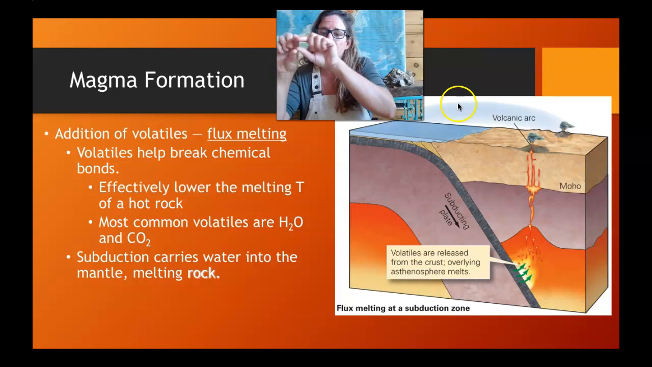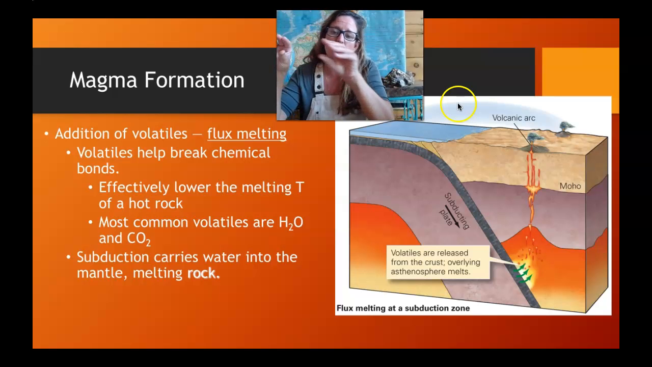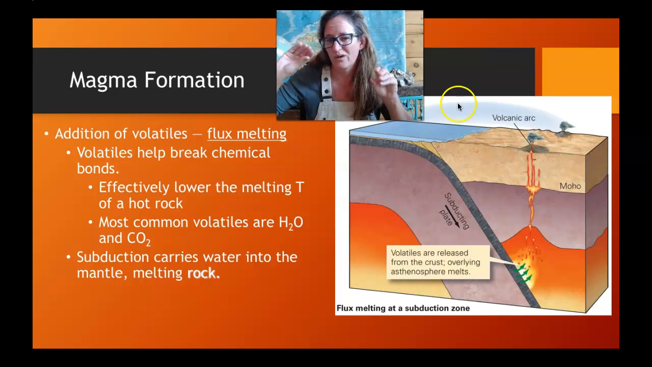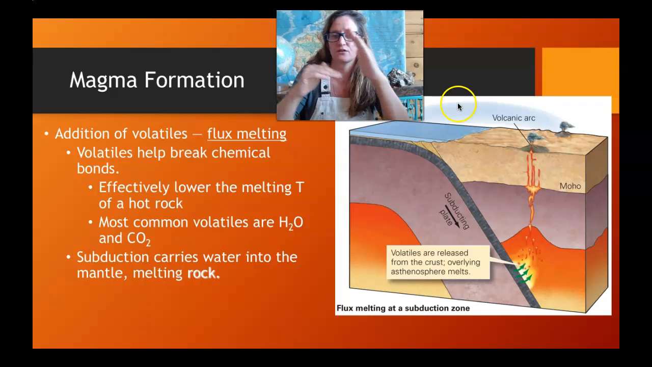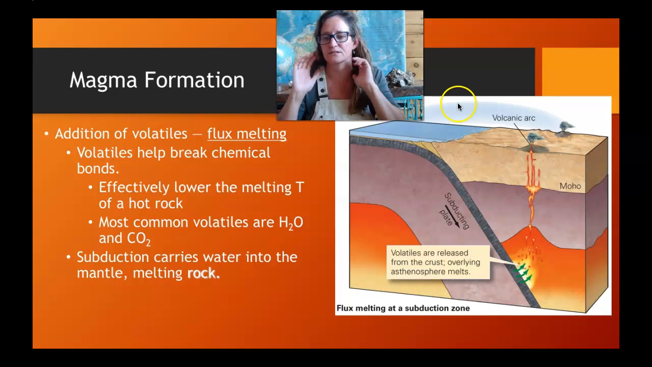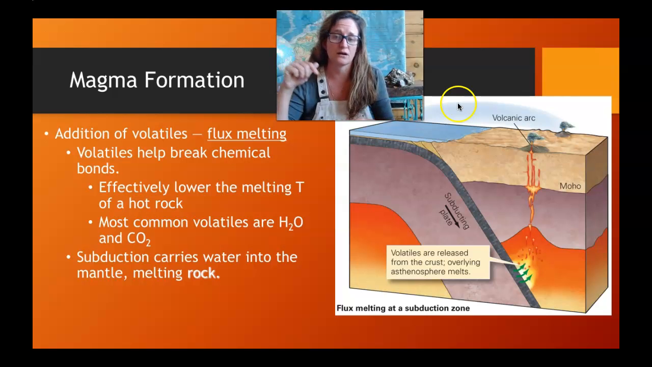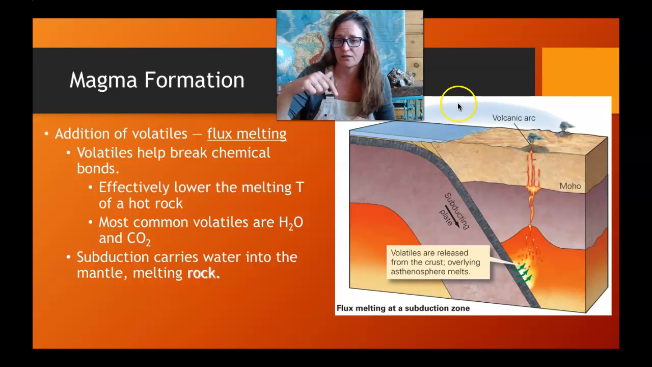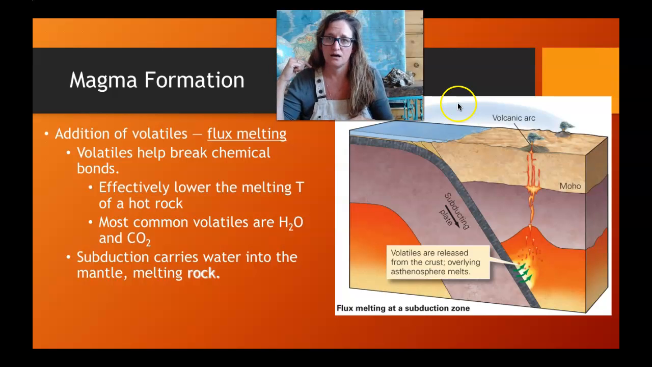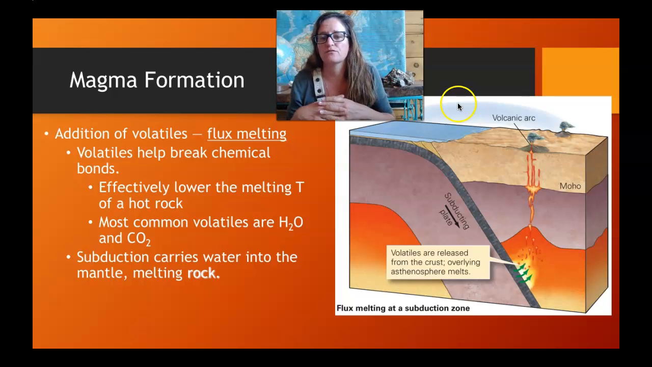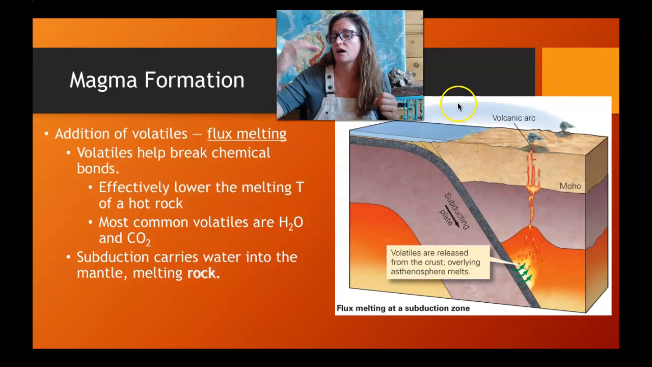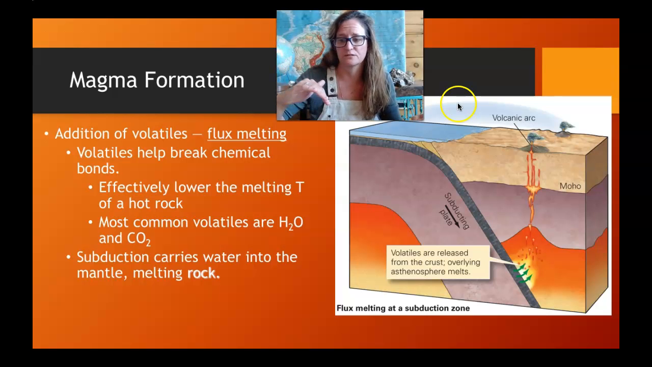So when the oceanic crust goes down into the subduction zone, it's wet. Some of that material scrapes off in the accretionary wedge. There's a lot of sediment and water that goes down into the subduction zone. It's hot down there. Those volatiles, water essentially, are going to decrease the melting temperature of the rocks. When it gets down deep enough, hot enough, the water promotes melting.